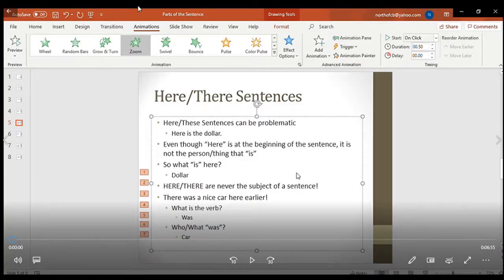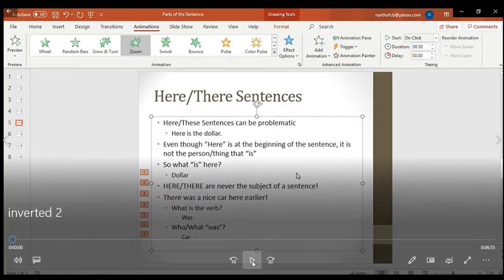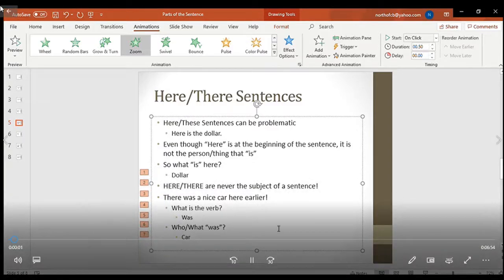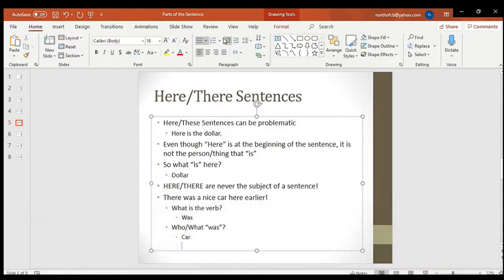All right, let's finish up looking at inverted sentences here. So what we were discussing is that here and there can never be the subject, and one thing you can do is to re-invert the sentence to figure it out. So instead of there was a nice car here earlier, you could say a nice car was here earlier.